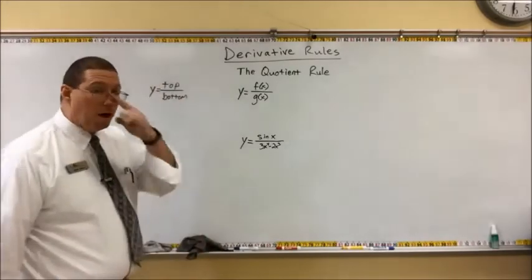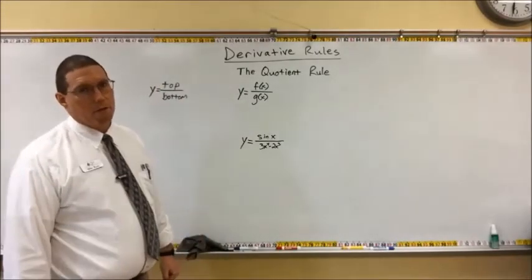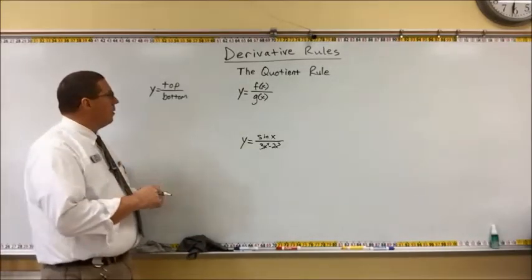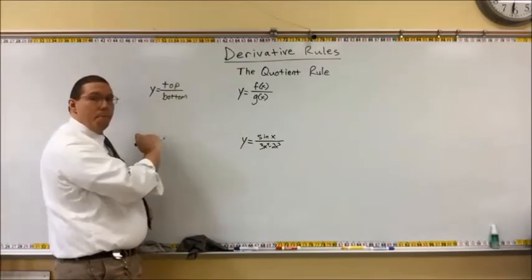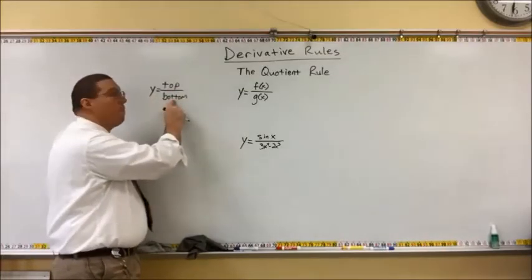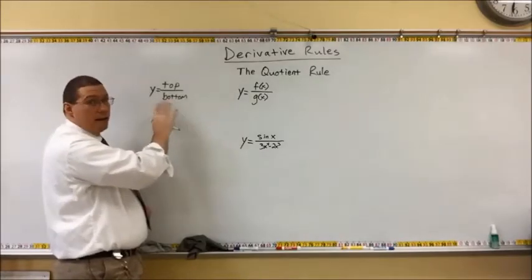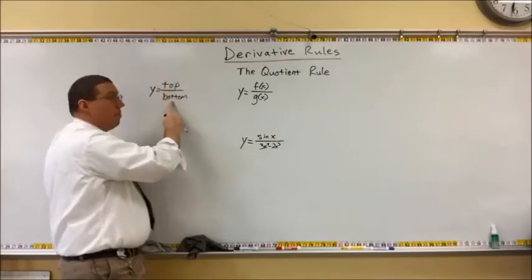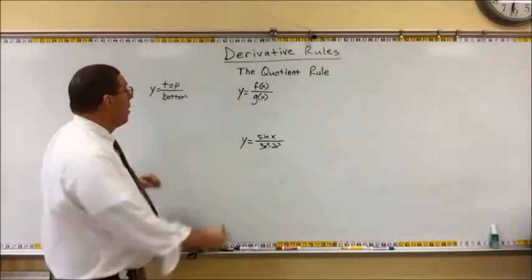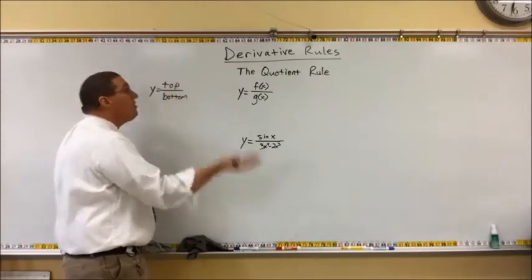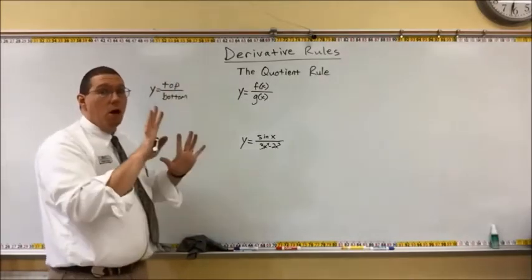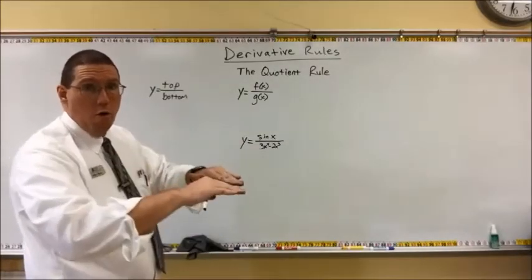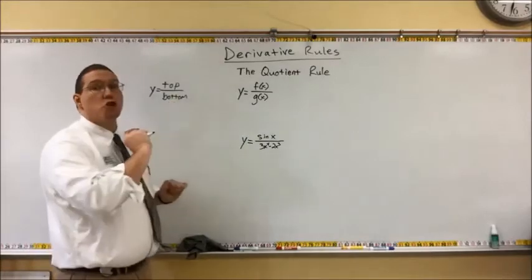Well, it's a little bit like the product rule, but it's a little more complicated than the product rule. Here's how it goes. I'm going to say it first, then I'm going to write it down. It's the derivative of the top times the bottom, not change. The bottom is not the derivative of the bottom, it's just the bottom. So it's the derivative of the top times the bottom minus the top times the derivative of the bottom, all over, so that whole thing is a numerator, all over the bottom squared.